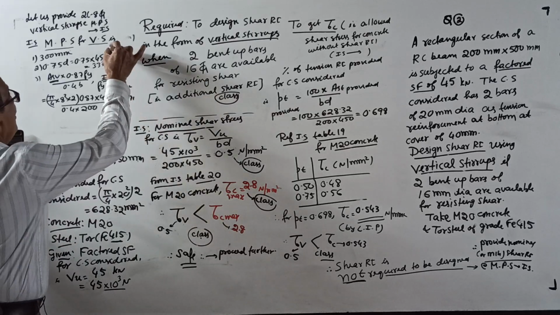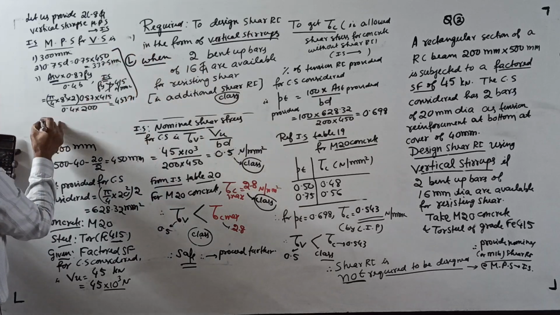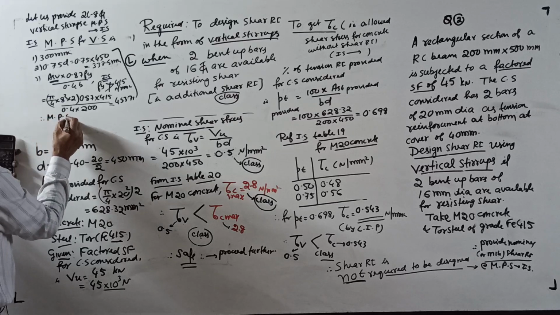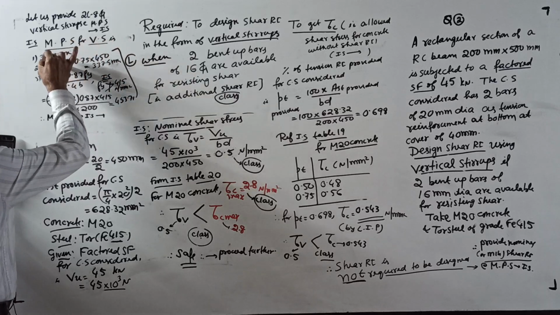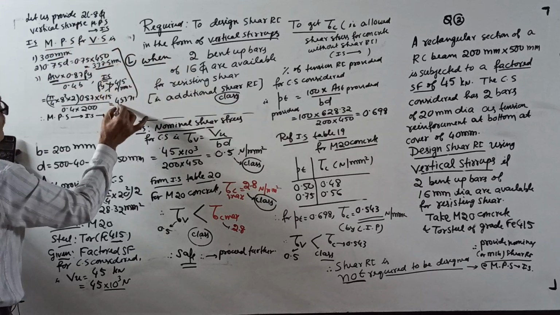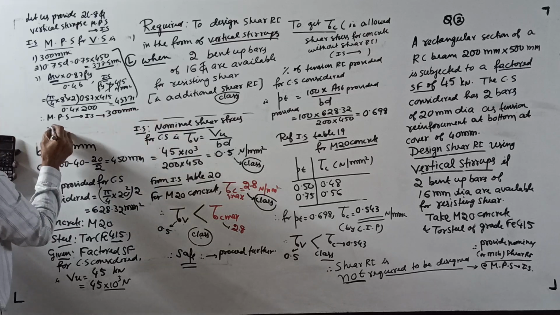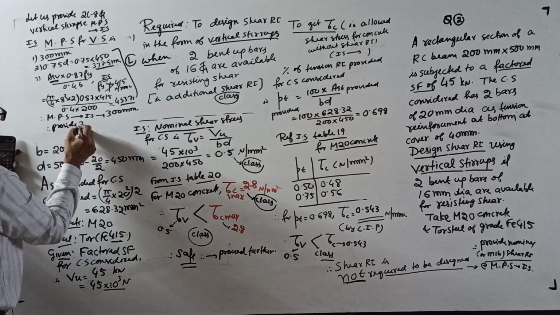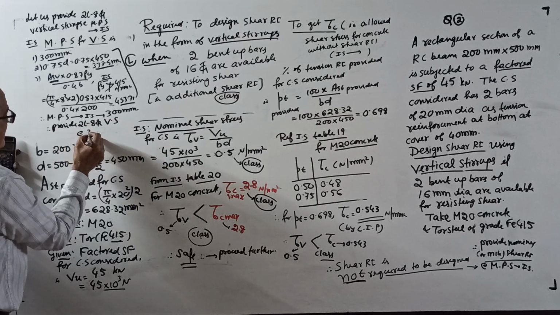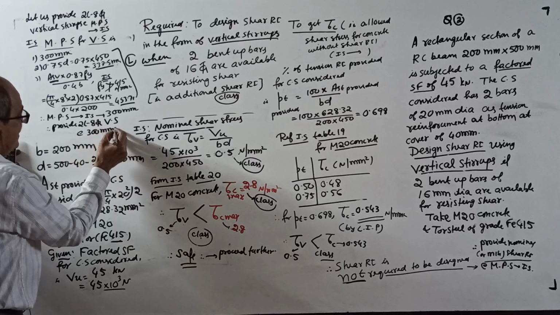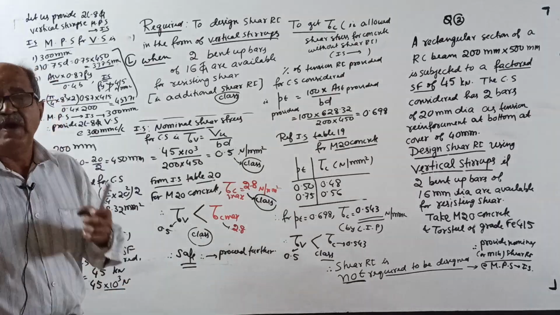Of all these values, whichever is the least value. Therefore, the maximum permissible spacing as per IS code is the least of all: 300, 337.5, 453, so 300 millimeter. Therefore, provide two-legged 8-tor vertical stirrups at 300 millimeter center to center as per the IS code requirement.